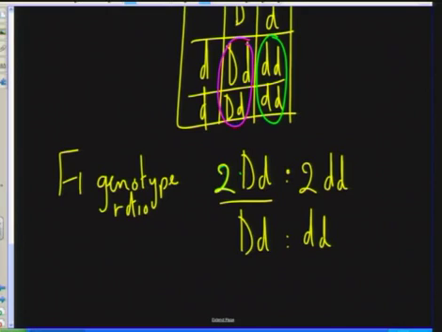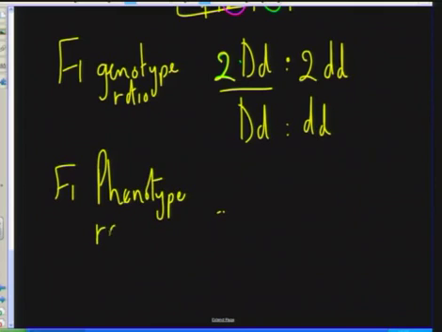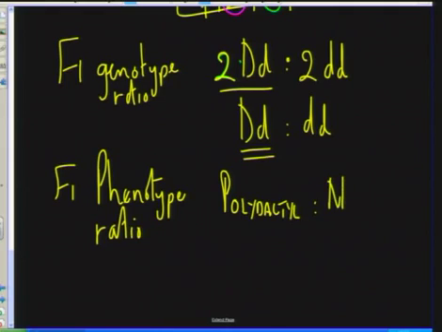We still need to write the phenotype ratio. Okay, so the F1 phenotype ratio. Okay, so again, we're going to write down this individual. If we go back to the key, this individual appears polydactyl, to normal.